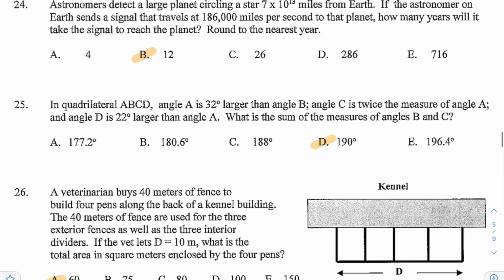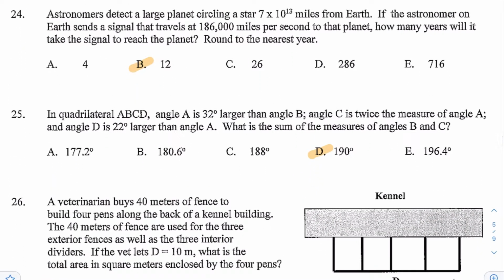Next, for number 24. Astronomers detect a large planet circling a star 7 times 10 to the 13 miles from Earth. If the astronomer on Earth sends a signal that travels at 186,000 miles per second to the planet, how many years will it take for that signal to reach the planet? So it travels 186,000 miles per second. And you know that in 1 minute, that's equal to 60 seconds.